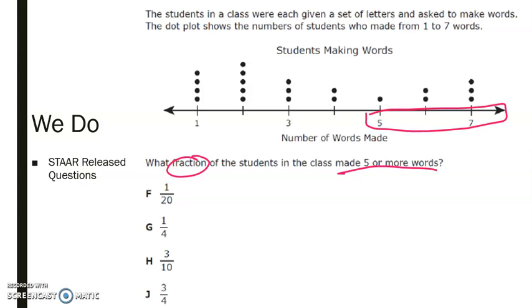Okay, so I'm going to count how many I have here. So I have 1, then I have 2 here, and then I have 3. So 1 plus 2 plus 3, that's a total of 6. So I have 6 students who made more than 5 words.